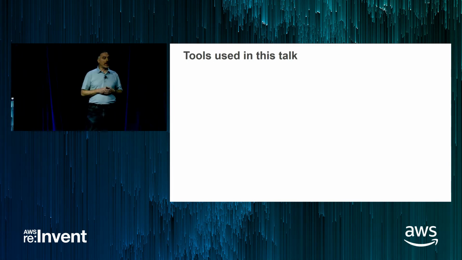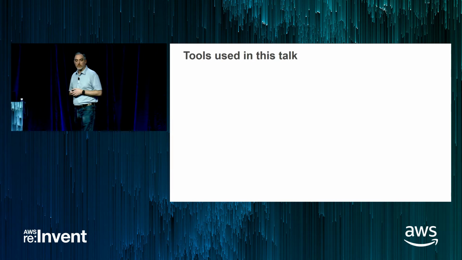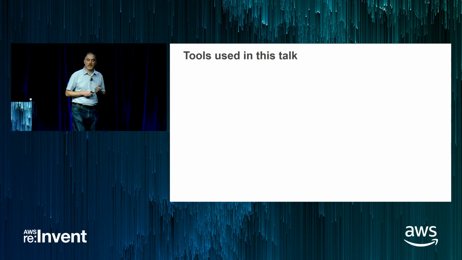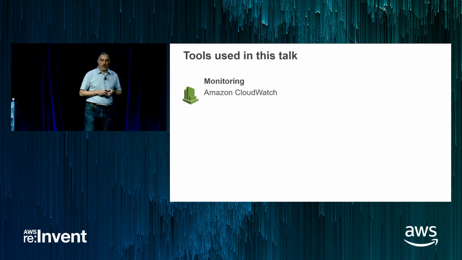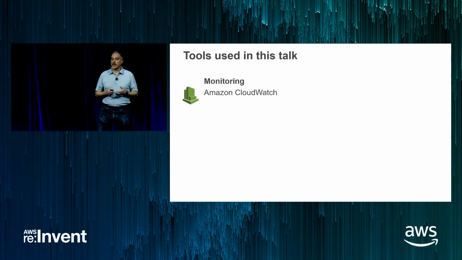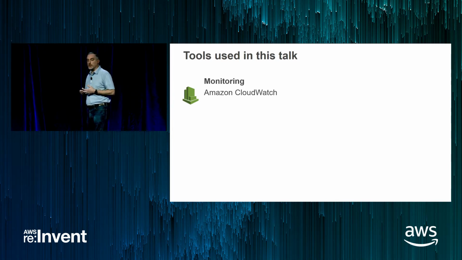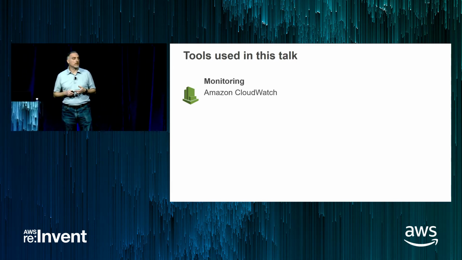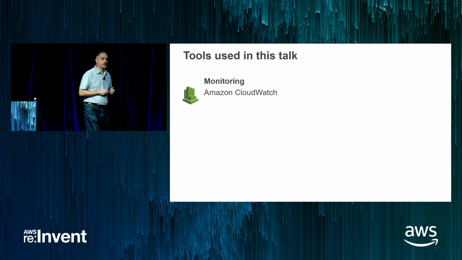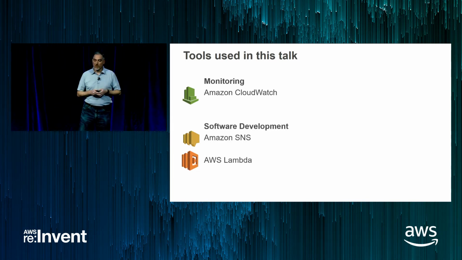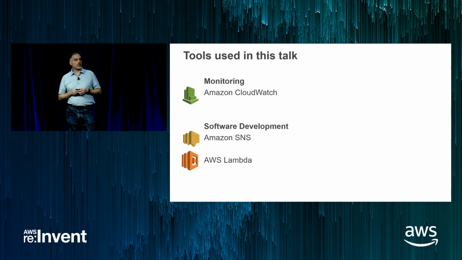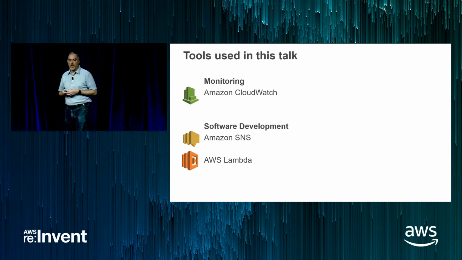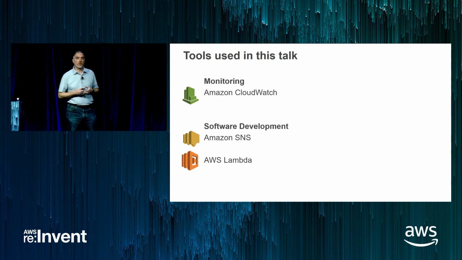We're going to use 4 different categories of tools in this talk: monitoring, software development, build and test, and deployment tools. For monitoring, we want to be able to listen to production and have it send us alarms when things go bad. We're going to use CloudWatch for events, metrics, and alarms. We're going to extend our release process with some software development tools. In this case, SNS and Lambda are going to provide us with the tools we need to extend code pipelines' behavior.